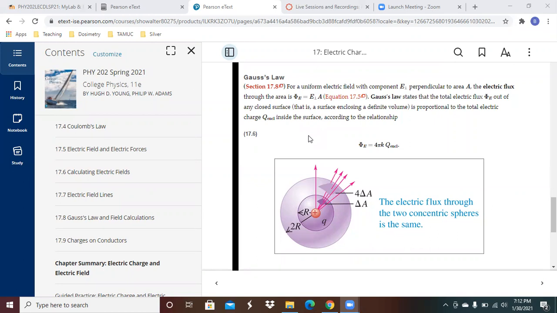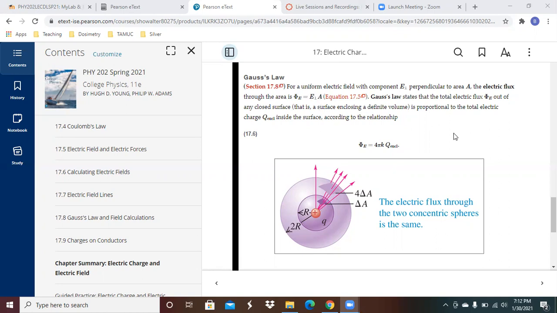Now I'm throwing around a few terms here that we haven't really introduced yet. So for a uniform electric field with a perpendicular electric field component to the area A that we're going to be looking at, the electric flux through the area is going to be defined. Here's capital Phi sub E, which is going to be equal to the component of the electric field that is perpendicular to the surface A. It's going to be that product.